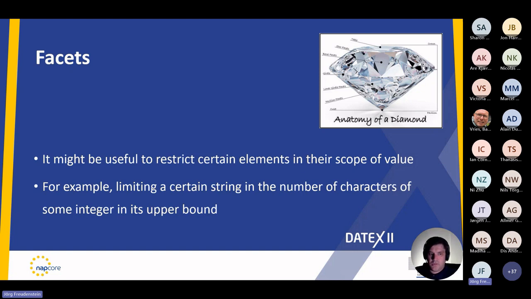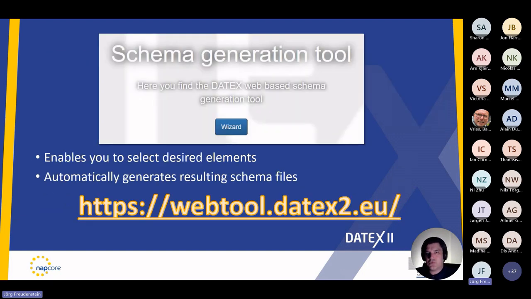Now you heard something about what you can do, but you don't know how to do that. And how to do that is the schema generation tool from DATEX. It's a web-based wizard. And this tool enables you to select the desired elements and do all the modifications you heard about. And it automatically generates the resulting schema files. You have the address here, which is an ordinary web address. No registration is necessary. And I will show that in a few minutes.